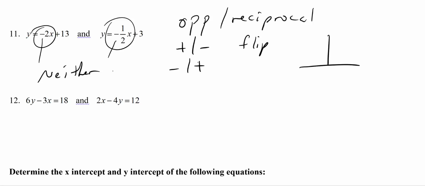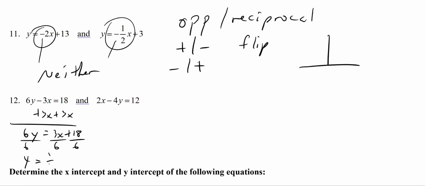Okay. The next one, I got to do a little bit of work. So I'm going to add 3x to both sides. So you get 6y is equal to 3x plus 18. Divide by 6. Solve for y. So y is equal to 1/2 x plus 3. I'm only concerned about the 1/2.